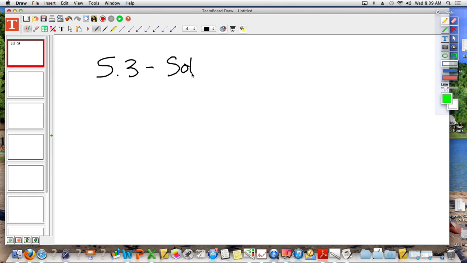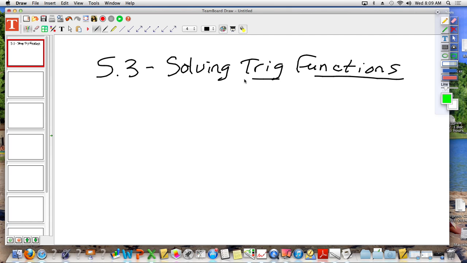We are going to work on solving trig functions. And like I said, you need to have your orange tables out because those are going to be very, very handy.